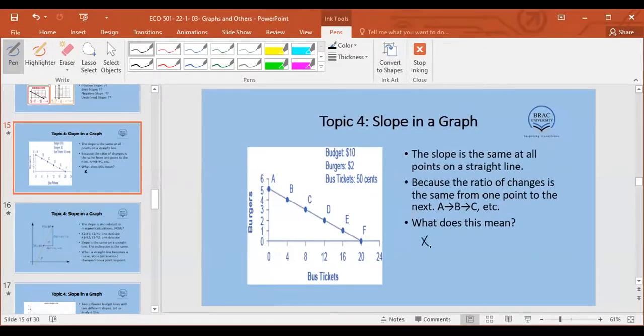Let's see. These are the values of x. This is the value of y. So x হচ্ছে 0, ওটা হচ্ছে 5, তাই তো? 0, 5. When x is 4, y is 4. When x is 8, y is 3. When x is 12, y is 2. When x is 16, y is 1. When x is 20, y is 0.